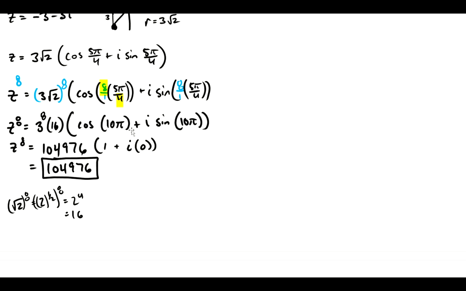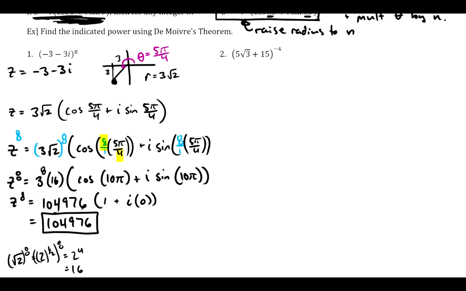Okay, so that value right there, raised to the 8th, becomes this number. So it shows a complex number can get raised to a power and become a real number. That can happen. Okay, so interesting.